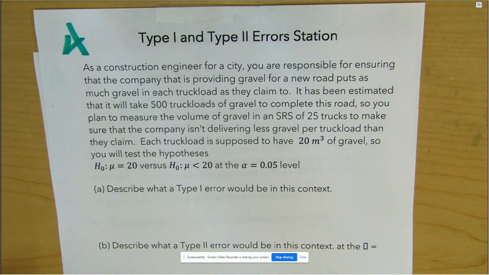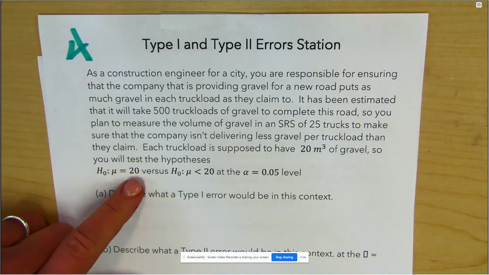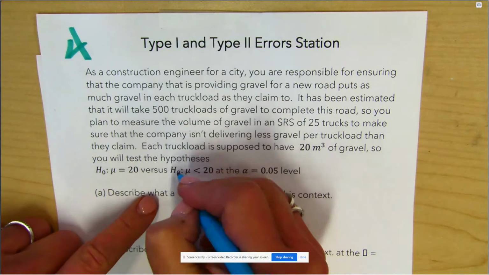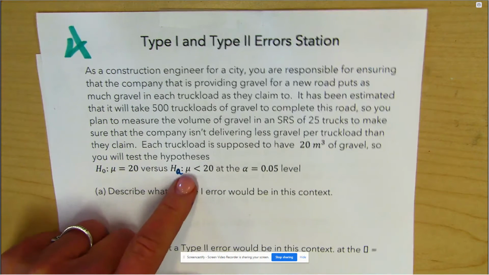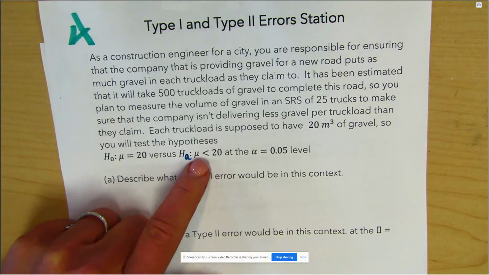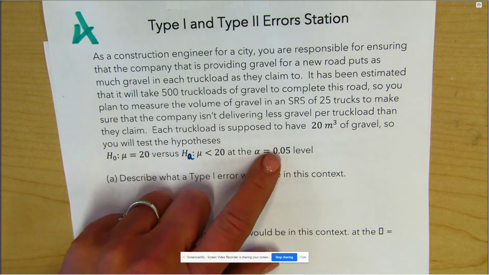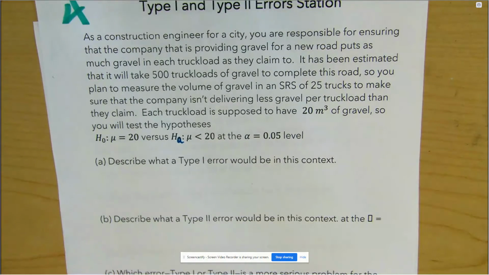So you will test the hypotheses that the average is actually 20 cubic meters of gravel versus, that should say alternative, typo, that the mean amount of gravel in each truck is less than 20. And we are going to test this at the 0.05 significance level. Okay, what would a type 1 and type 2 error be?